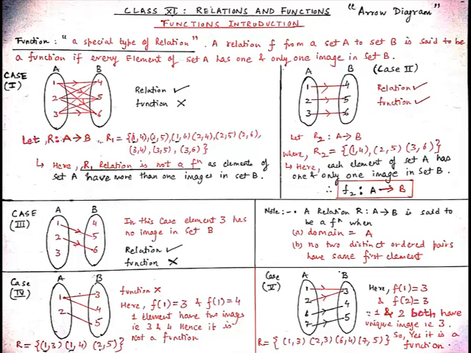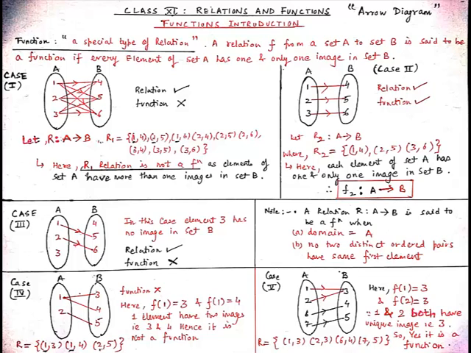Now let us see case 2, in which the elements of set A are 1, 2, 3 and the elements of set B are 4, 5, 6. Here 1 is related to 4, 2 is related to 5 and 3 is related to 6. Let us define a relation R2 which is equal to {(1,4), (2,5), (3,6)}. In this arrow diagram, each element of set A has one and only one image in set B. Hence this satisfies the definition of function, as 1 has a unique image which is 4, 2 has a unique image which is 5, and 3 also has a unique image which is 6. Therefore it is a function.